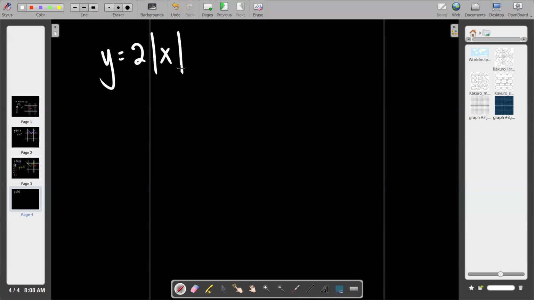Would anyone like to take a guess as to what that number is going to do? Eventually, I'm going to throw all 4 modifiers or transformations at you. It's not difficult. What do you suppose this one does? Let's find out. Let's make a quick table.